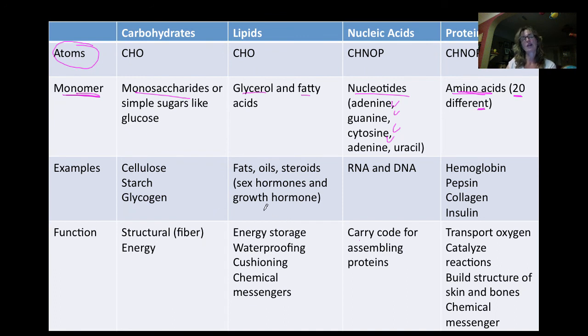So go ahead, and if you haven't already done so during the lecture, go ahead and fill out your graphic organizer, and maybe have somebody at home quiz you to see how well you can remember all the different levels of structure in biochemistry. And I'll see you in class next time we meet.